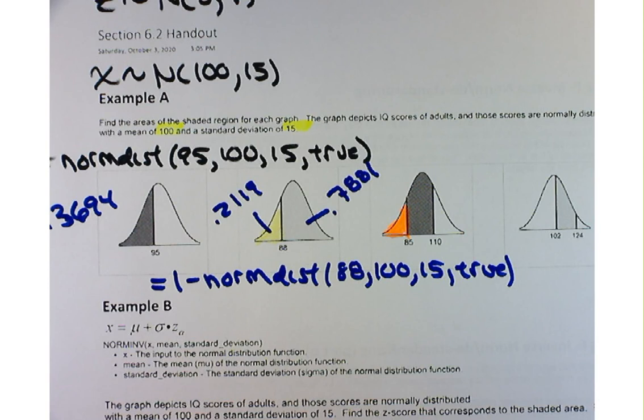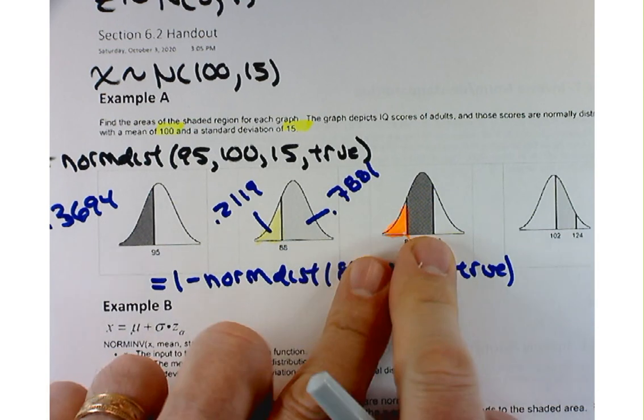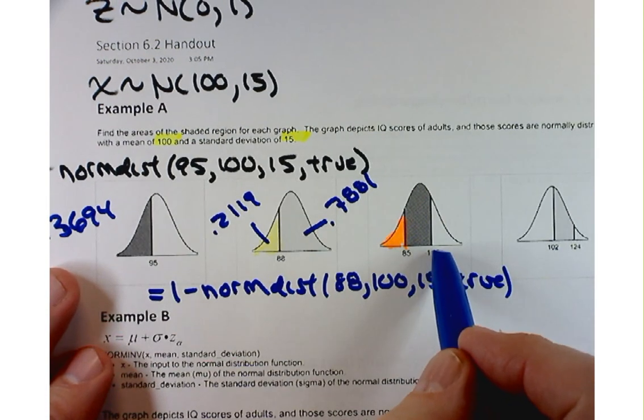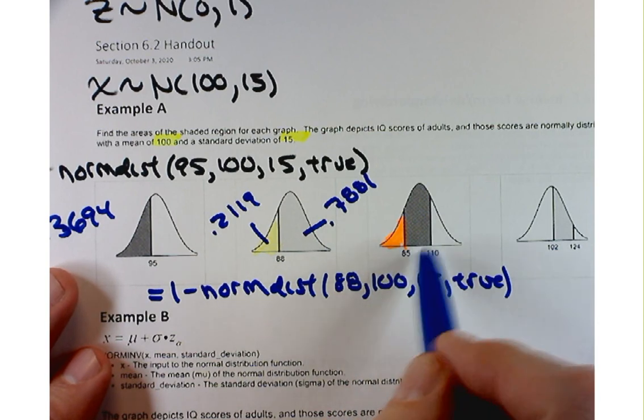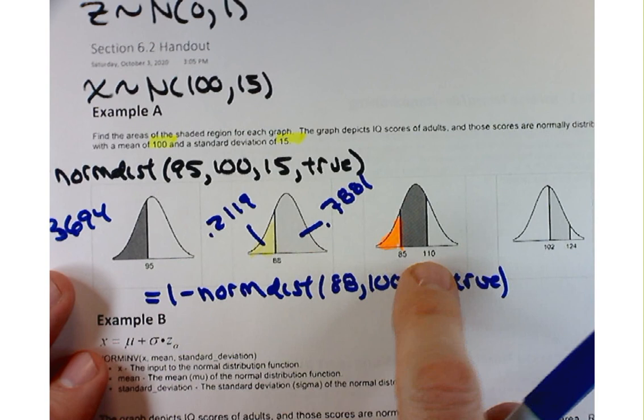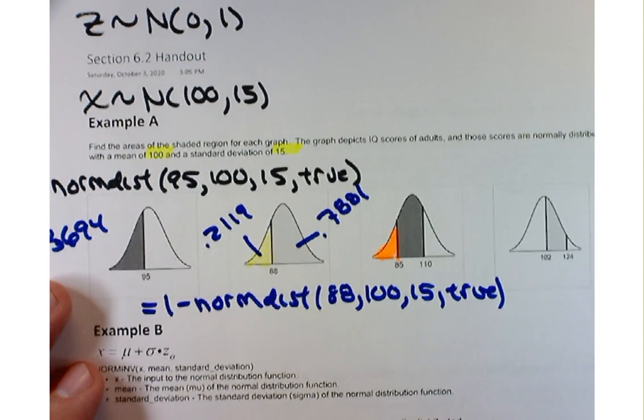So I'm fine. We plug it in separately, and then we minus those two. Exactly. So you're going to find both areas. Once you find the area to the left of 110, you're going to subtract off the area to the left of 85. The difference is going to leave you with the area between 85 and 110.